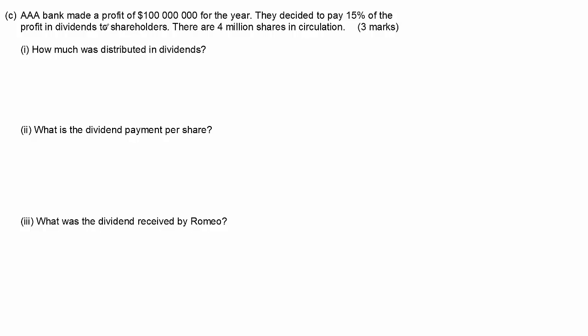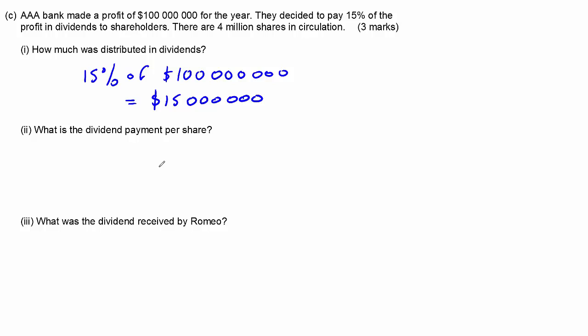YAA Bank made a profit of $100 million for the year. They decided to pay 15% of the profit in dividends to shareholders, and there are 4 million shares in circulation. So, how much was distributed in dividends? Well, that's just going to be 15% of 100 million. And obviously we can calculate that, 0.15 multiplied by that, it's just going to be 15 million. It's not a difficult calculation.